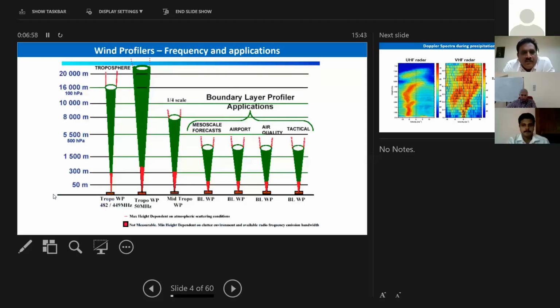So coming back to the wind profiler, I'll spend some time on wind profilers and then how we are using them for meteorological applications. Wind profilers traditionally operate in three frequency bands. One is around 50 megahertz, and they are called MST radars.